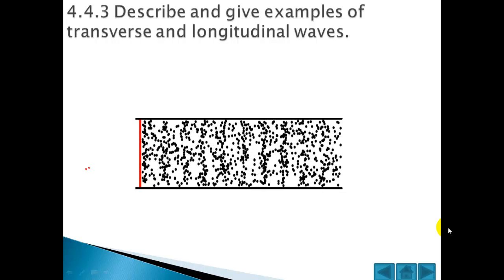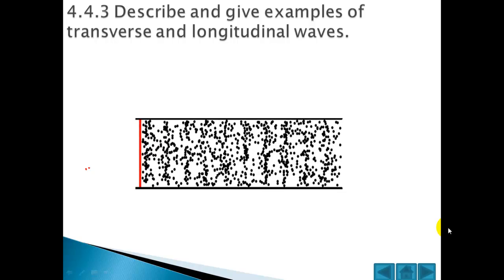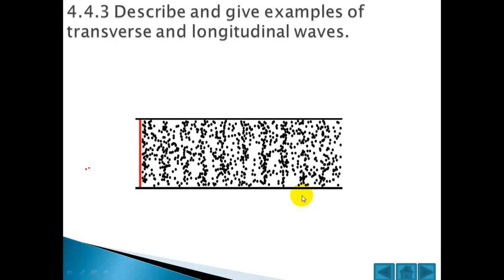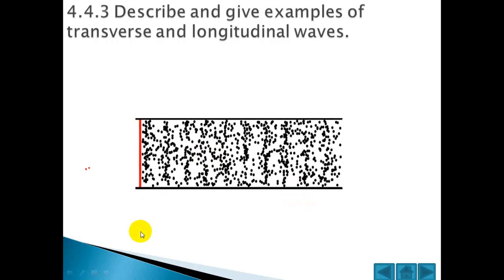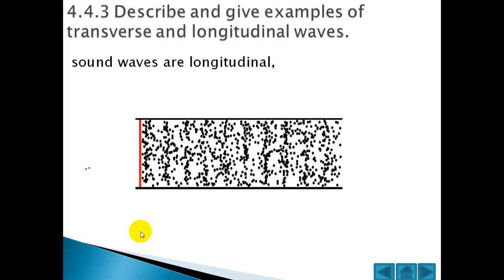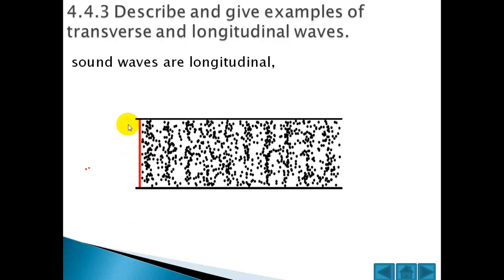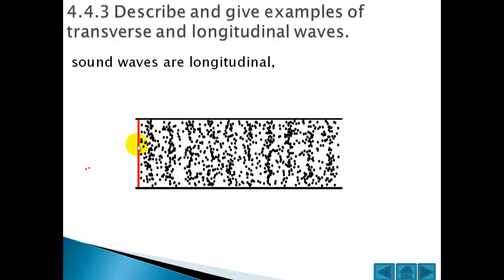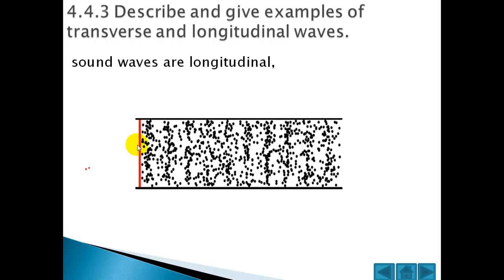Describe and give examples of transverse and longitudinal waves. This is a longitudinal wave. What makes it longitudinal? This, for example, could be a sound wave. We have the red line could be the surface of a drum which is vibrating and sends a compression wave through the gas.